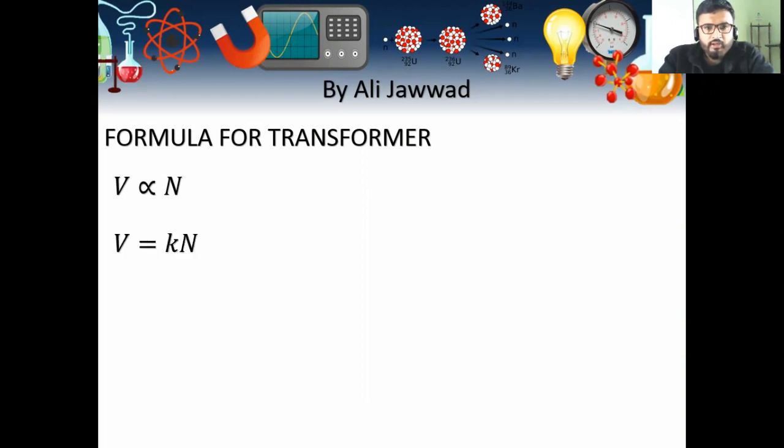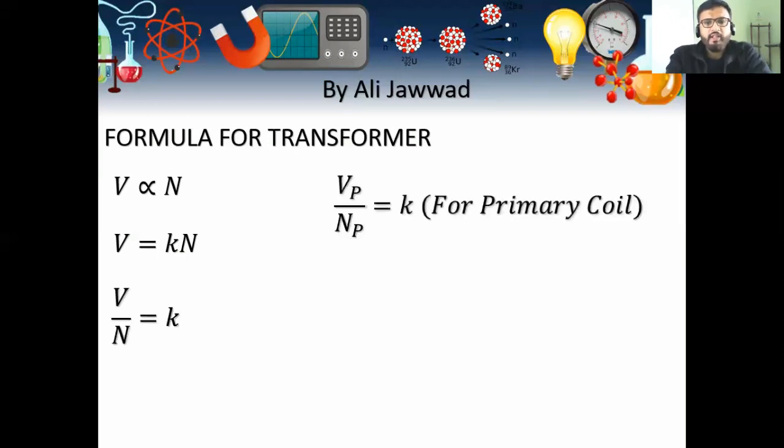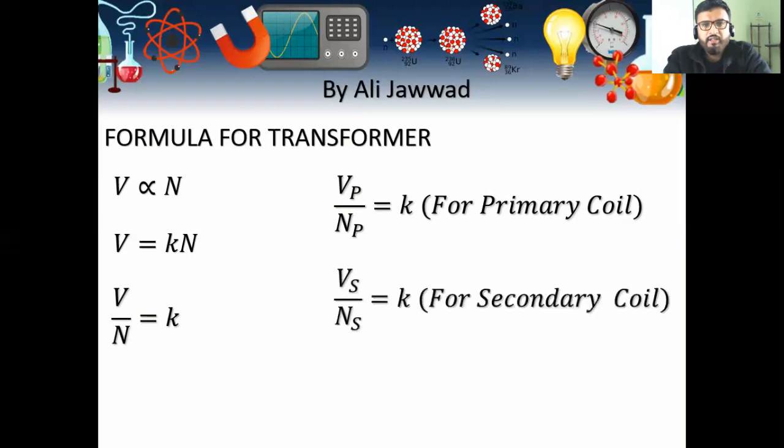So according to the mathematics rule, whenever we remove proportionality, we will get K. And we have a ratio V over N. So for the primary coil, we can write voltage in primary over number of turns in primary equals K, and for the secondary coil, we can write voltage in secondary over number of turns in secondary. Now we can compare both the equations. So we will get Vp over Np is equal to Vs over Ns.